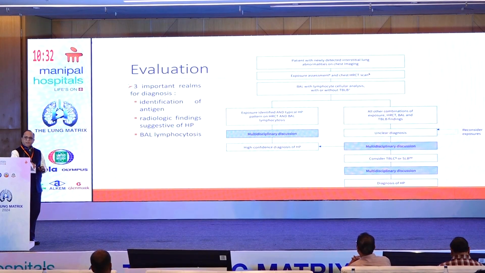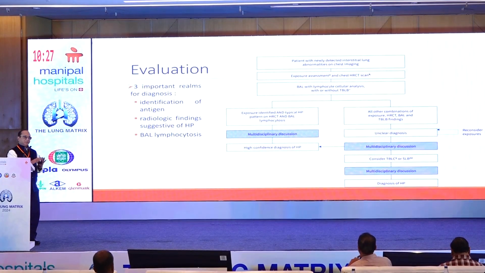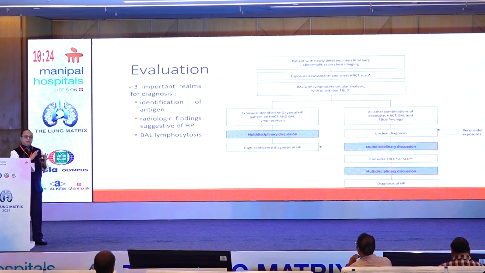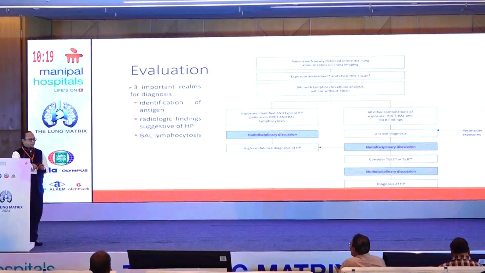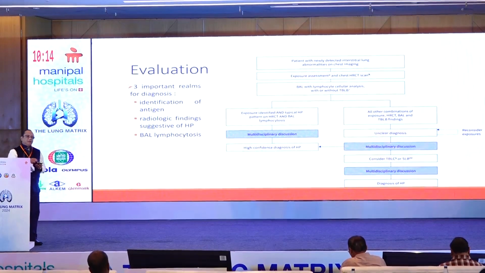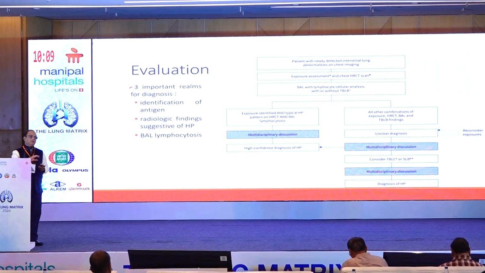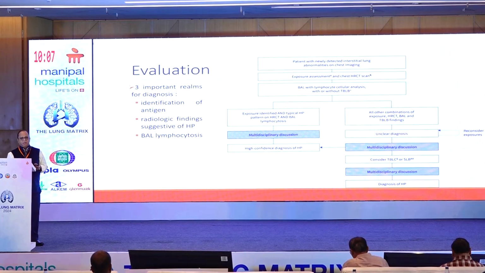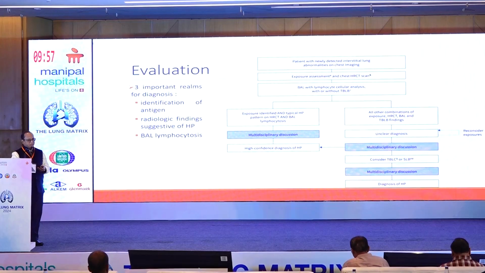So there are 3 important points for a diagnosis. One is identification of the antigen, which is basically number 1 history, and that will set your pre-test probability. Then you look at radiological findings of HP, which we will dwell into. And third is finding BAL lymphocytosis. And when I say BAL lymphocytosis, again a number of differential diagnoses are thrown in. How do you differentiate or distinguish that from sarcoid and other inflammatory conditions?